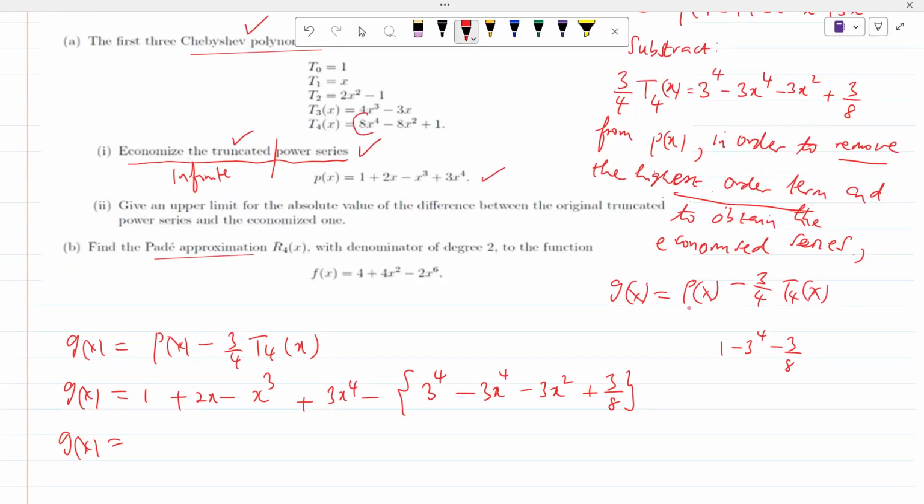Well, the highest order in T4 is x to the 4th power. And what is the highest order here? It is exactly 3x to the 4th power. And if our objective obviously is to remove that, we have already seen that we decide to perform the algebra. There are a couple of ways to do that. We said, okay, if we take P of x and we subtract 3/4, this is what we get.